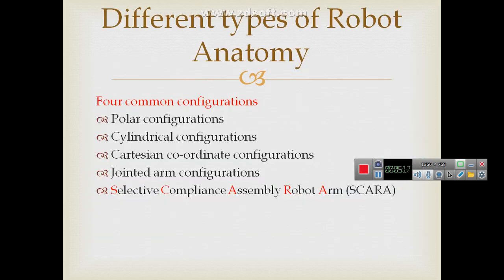So there are different types of robot anatomy, four common configurations: polar configuration, cylindrical configuration, Cartesian coordinate configuration, and joint arm configuration. Then another one is SCARA, which stands for selective compliance assembly robot arm.